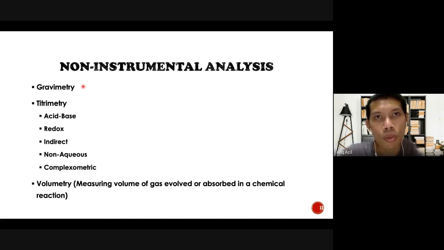First, normally you have to weigh the sample. You have your sample, you weigh, and then you heat the sample, probably in an oven or in a crucible. You heat it and take it out and weigh again and see the weight difference. This is non-instrumental. The instrumental version of gravimetry is called TGA, thermal gravimetric analysis. That is by using an instrument.